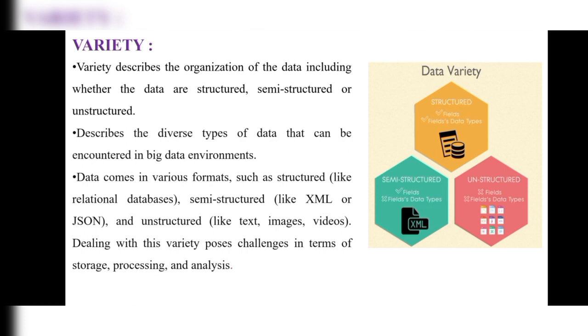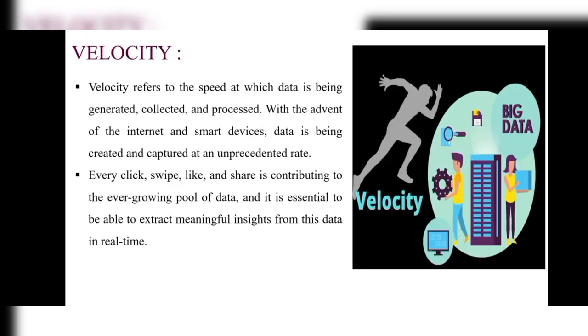Data comes in various formats such as structured like relational databases, semi-structured like XML or JSON, and unstructured like text, images, videos. Dealing with this variety poses challenges in terms of storage, processing and analysis. Variety defines what data we are storing, that is structured, unstructured or semi-structured. The data type will be shown in the variety V. And next is velocity.